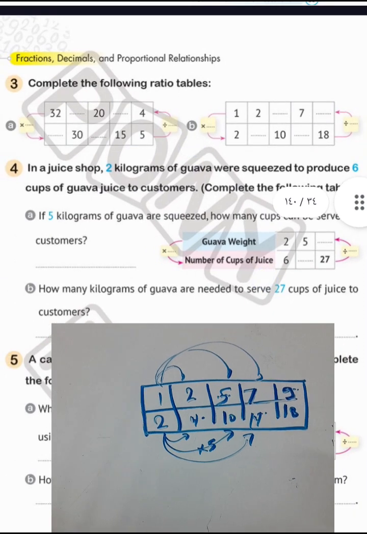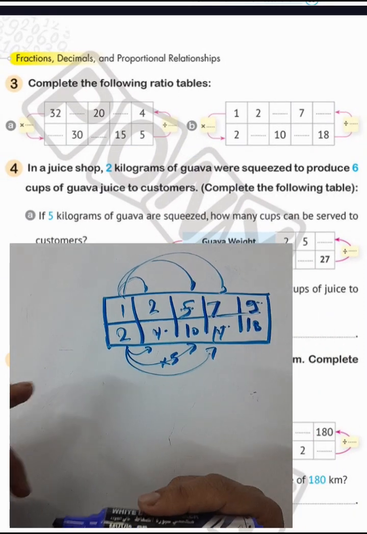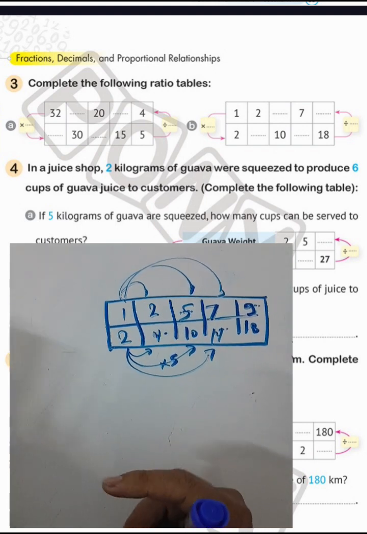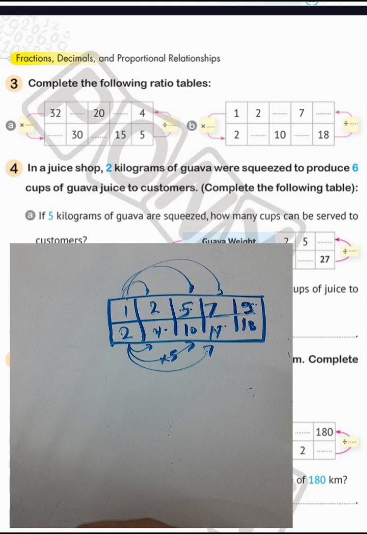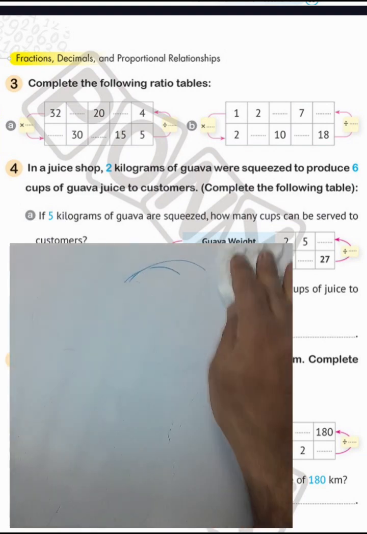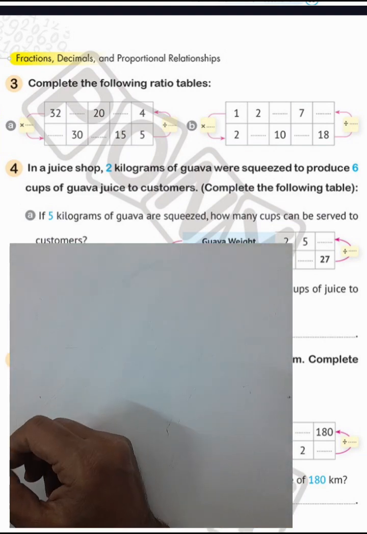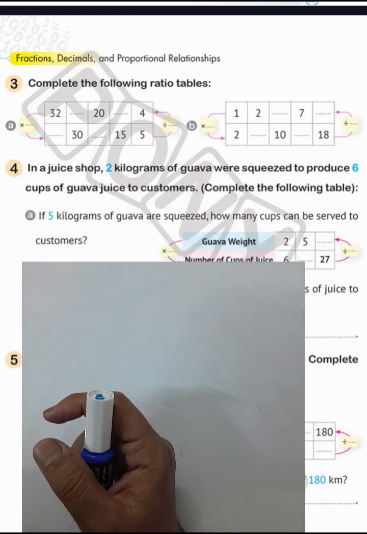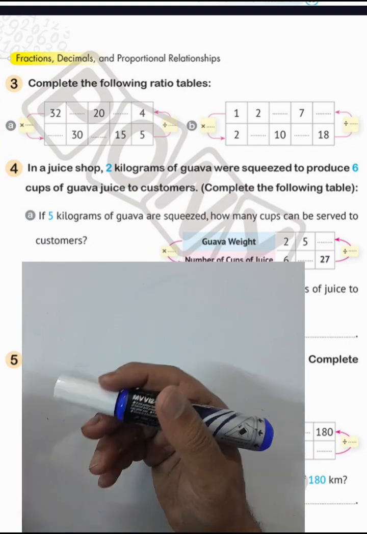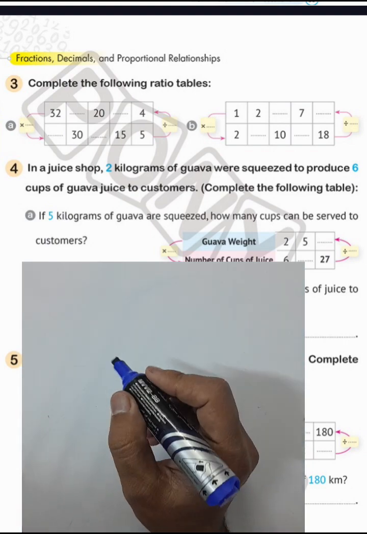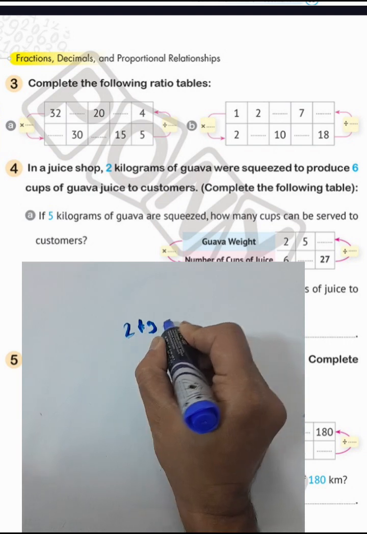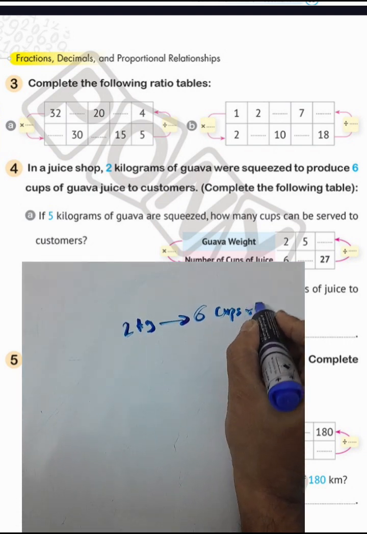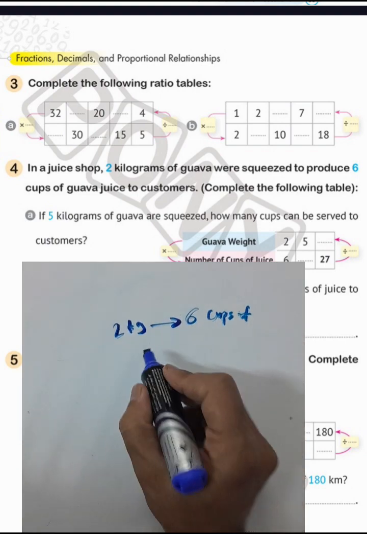Question number 4, read with me here. In a juice shop, 2 kilograms of guava were squeezed to produce 6 cups of guava juice for customers. Complete the following, okay? We have 2 kilograms of guava will give me how many? 6 cups of guava juice. Okay, we have 2 kilograms giving 6 cups.